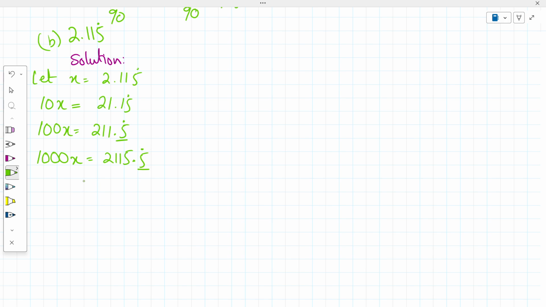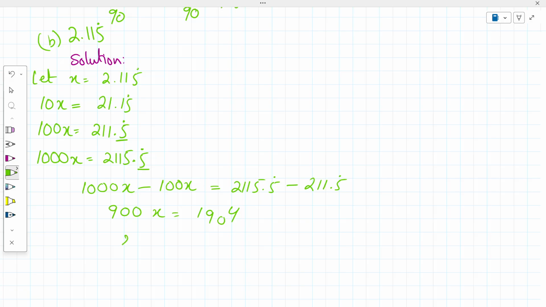So what we will do here is subtract: 1000x minus 100x equals 2115.5 recurring minus 211.5 recurring. That is a recurring decimal, so here the value will be 900x, and the value which we get is 1904.